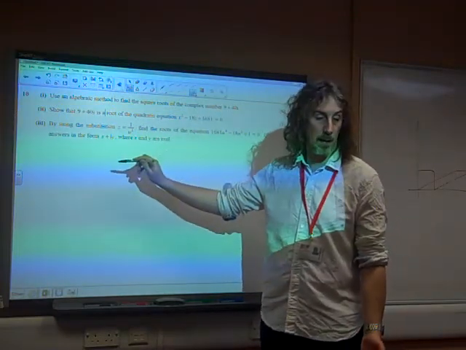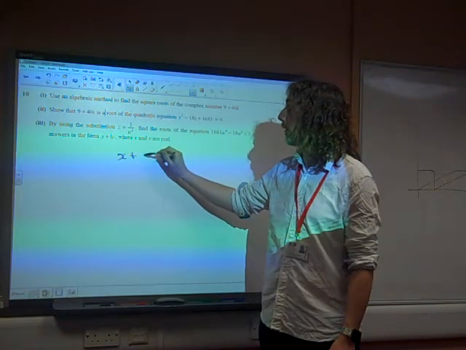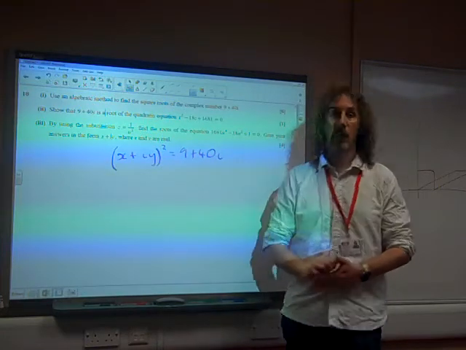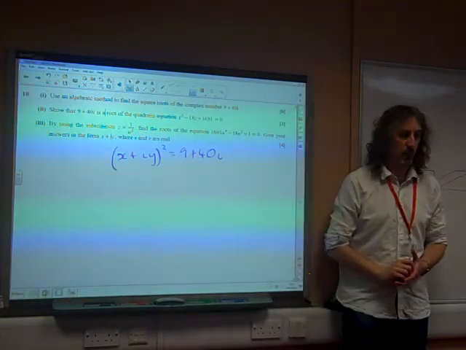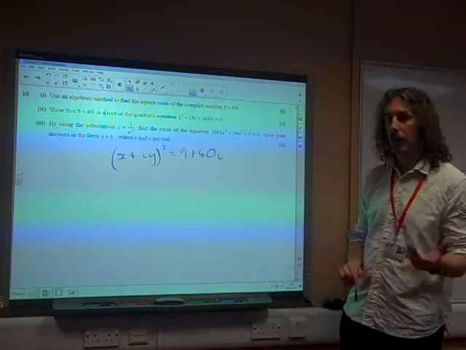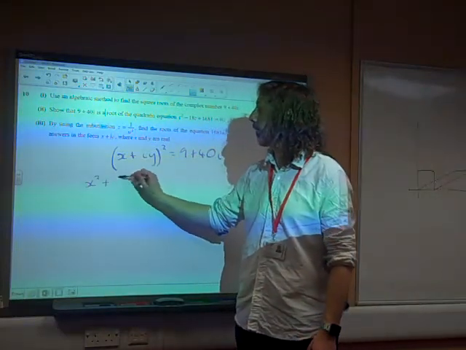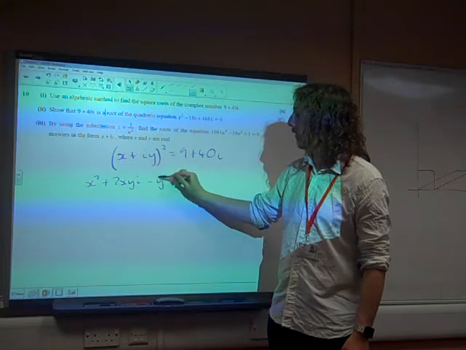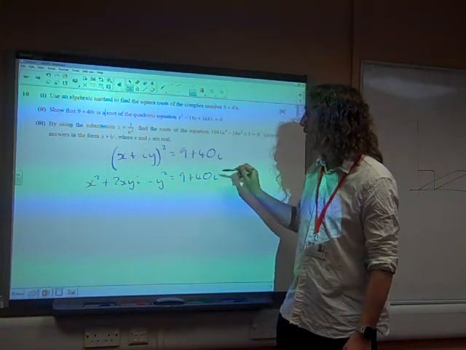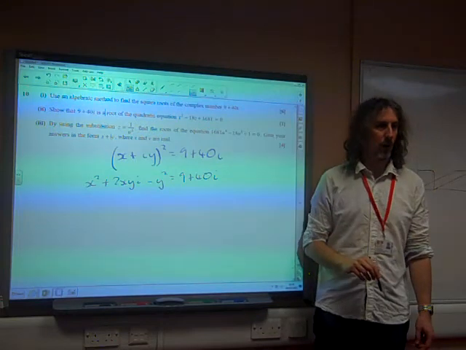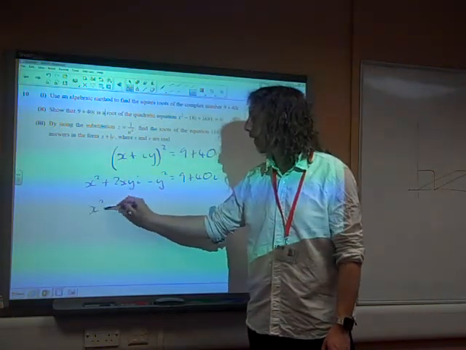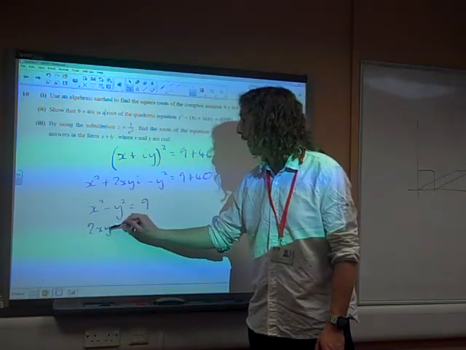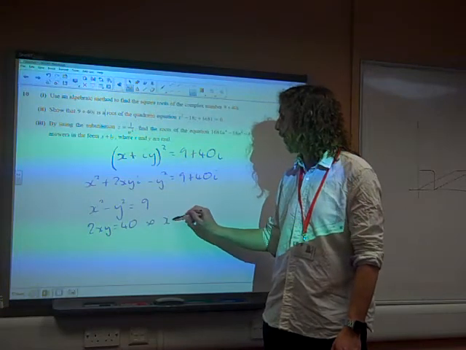Remember what we do. We say that x plus iy squared is 9 plus 40i. We need to find the real numbers x and y that fit that equation. So we multiply out the left hand side to get x squared plus 2xyi plus y squared i squared, so that's minus y squared, is 9 plus 40i. We compare real and imaginary parts, so it gives us 2 equations, one that says x squared minus y squared is 9, and one that says that 2xy is 40, so xy is 20.